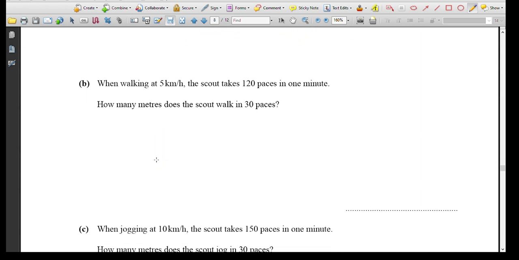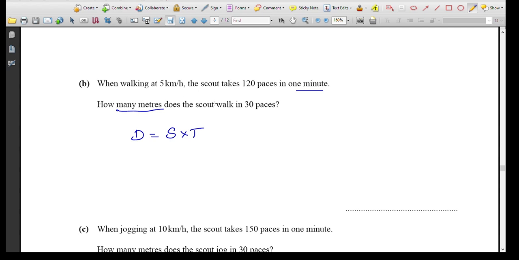B question is, when walking at 5 km per hour, the same speed, the scout takes 120 paces in 1 minute. So in 1 minute, they are taking 120 paces. How many meters does the scout walk in 30 paces? Okay, so how many meters means we are going to calculate the distance. Distance, we know, is speed into time. So what is the speed? It is 5 km per hour, but here it is in minutes. What to do?